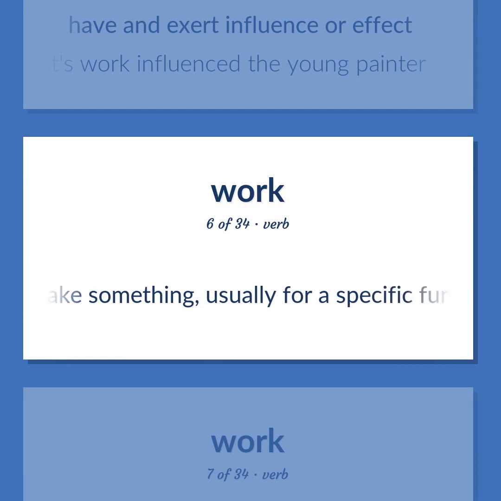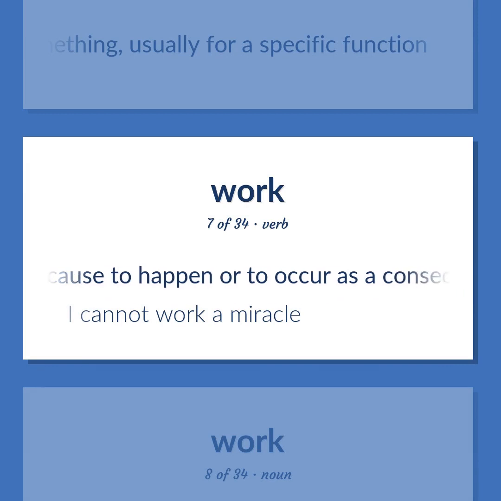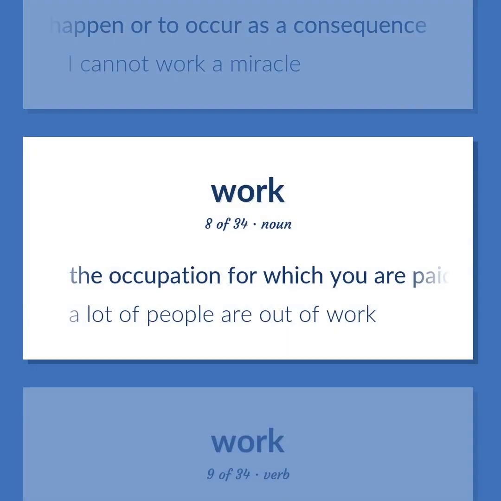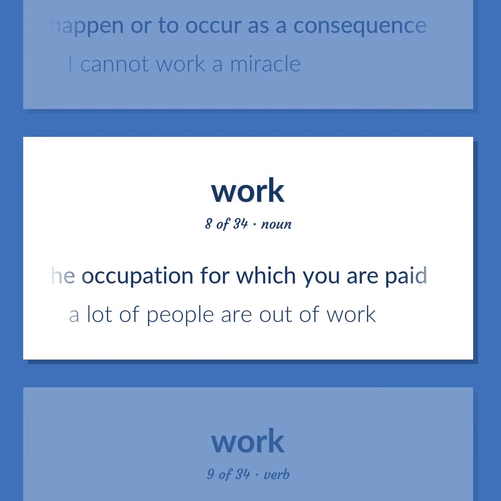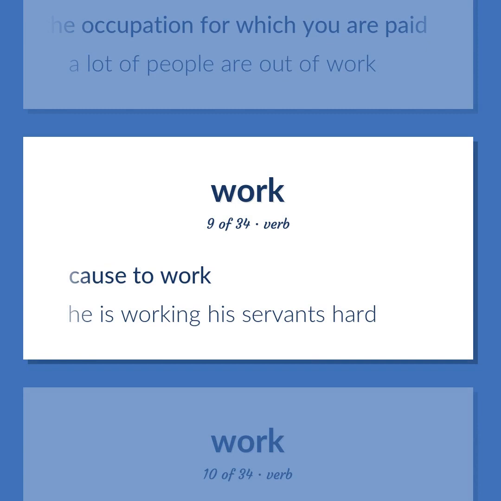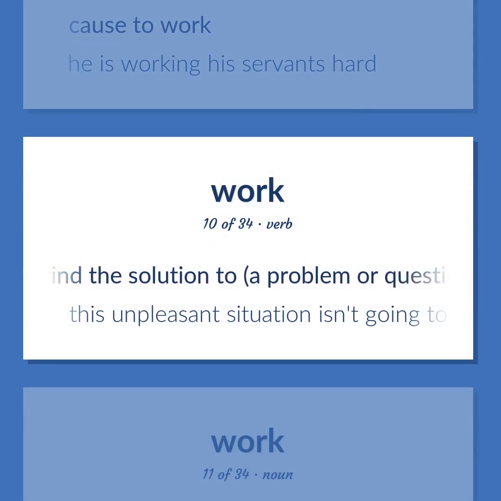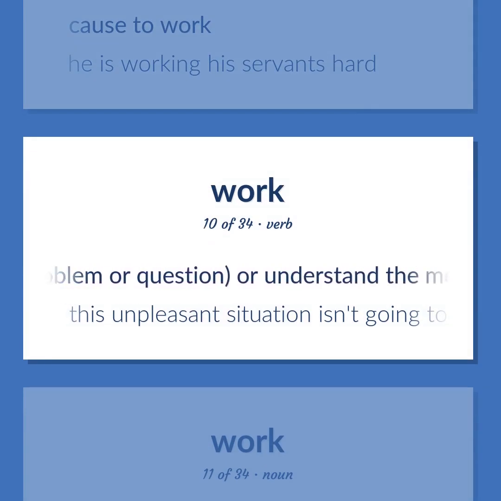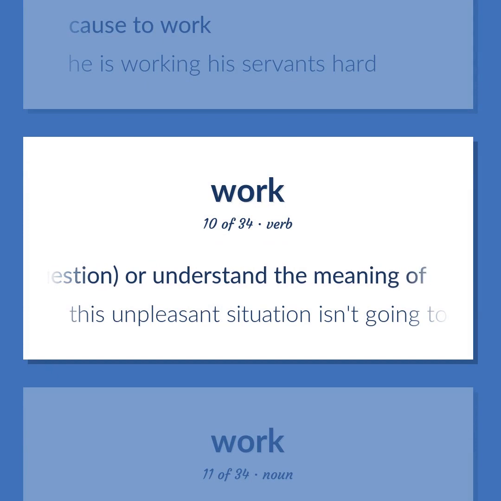Make something, usually for a specific function. Cause to happen or to occur as a consequence. I cannot work a miracle. The occupation for which you are paid. A lot of people are out of work. Cause to work. He is working his servants hard. Find the solution to a problem or question, or understand the meaning of. This unpleasant situation isn't going to work itself out.